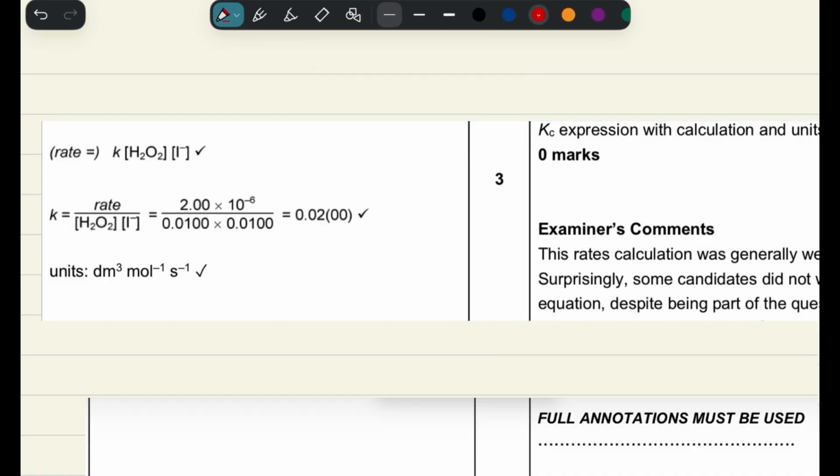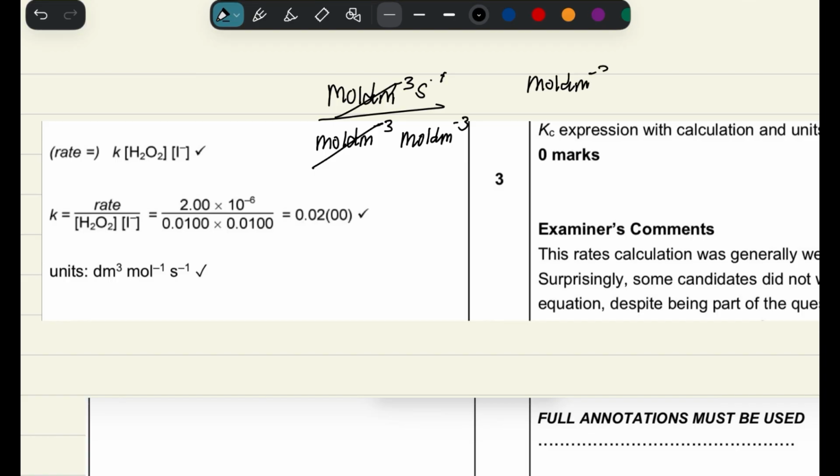Now for deriving the units, you can see here, again, when you rearrange it, your rate, mole per dm cubed per second, is over concentration of one of the reactants and concentration of another reactant. So what you would do is cancel this out, and then you can see, now we have mole per dm cubed to the minus 1, s to the minus 1, and then you can just change the bracket. So that's why it's dm cubed mole to minus 1, s to minus 1.